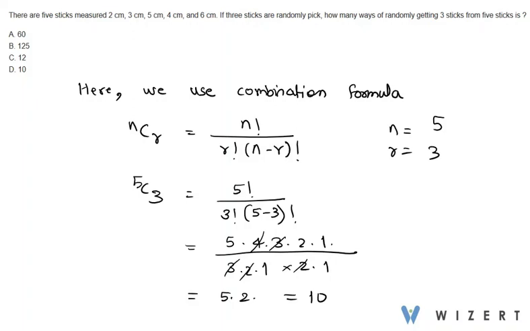So there are 10 ways of randomly getting 3 sticks. Answer is option D.